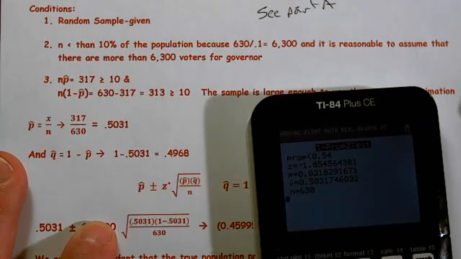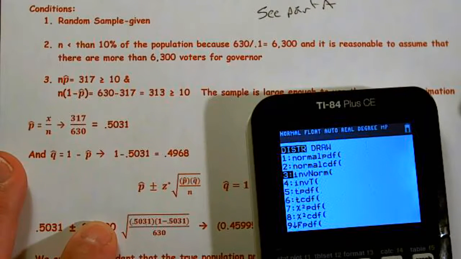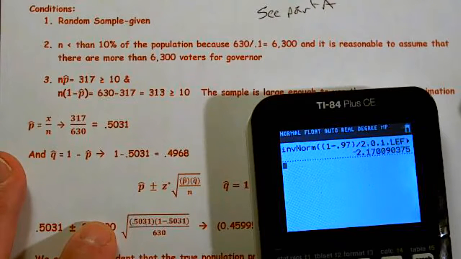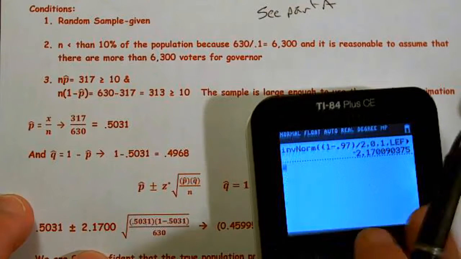I need to calculate my z star, and we're trying to do a 97% confidence interval. So second vars, inverse norm, parenthesis 1 minus 0.97, close parenthesis, divided by 2, mean is 0, standard deviation 1, because we're working with a z, and we end up getting 2.17 as our z star.